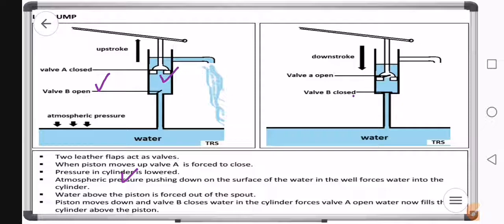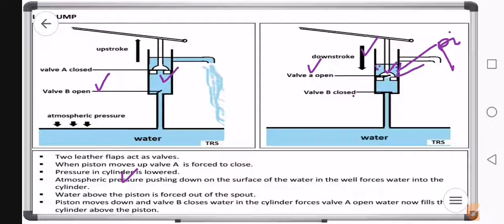Then let me explain how the lift pump works during the downstroke. Why is it called downstroke? Because the piston, this one, is moving downwards. The piston is moving downwards, so it is called downstroke. So what happens during the downstroke? During the downstroke, the upper valve, this one, opens. That's why you see it is opened here. The upper valve opens to allow water to enter into the cylinder above the piston.